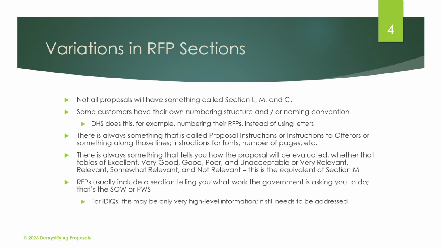But there's almost always something called proposal instructions or instructions to offerers or something along those lines that has the instructions for fonts and the numbers of pages and all of those factors that you have to take into account in your outline. There's always something that tells you how the proposal will be evaluated, whether that's tables of excellent, very good, good, poor, and unacceptable, or very relevant, relevant, somewhat relevant, and not relevant. This is the equivalent of Section M.